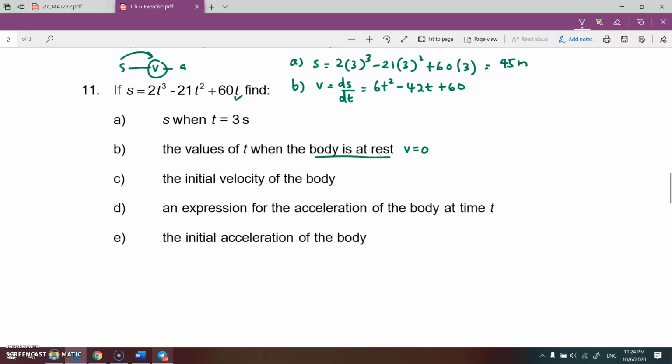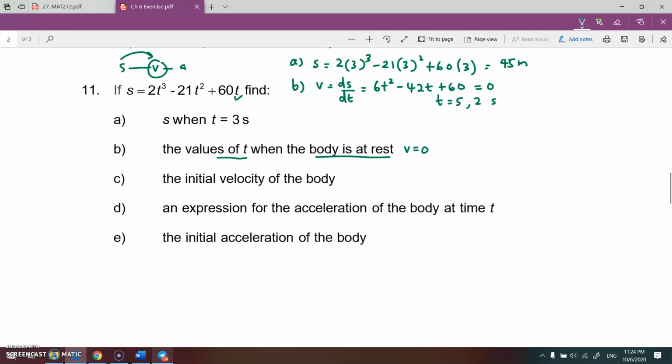So when finding the values of t, you know that V is equal to 0, so this expression equals 0. You just factorize the degree 2 expression. Just use your calculator, and your answer should be t is equal to 5 and 2. You have the values of t, which means that you have more than one value.